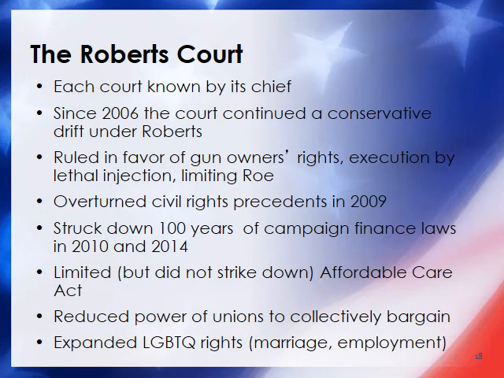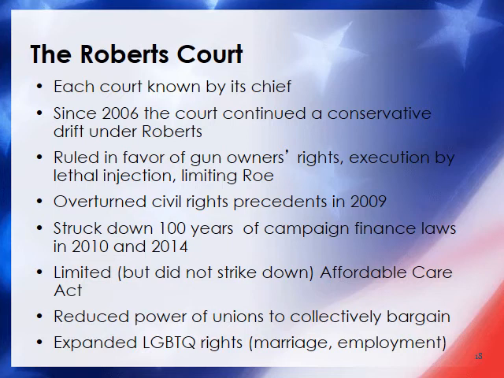A Supreme Court is known by its Chief Justice, so currently it's the Roberts Court. And since 2006, when Chief Justice Roberts was confirmed, the court has continued on a more conservative trajectory. They have ruled in favor of gun owners' rights, execution by lethal injection, and limiting Roe v. Wade. They overturned civil rights precedents in 2009, struck down campaign finance laws, and particularly the McCain-Feingold law that limited money in politics in 2010 and 2014.